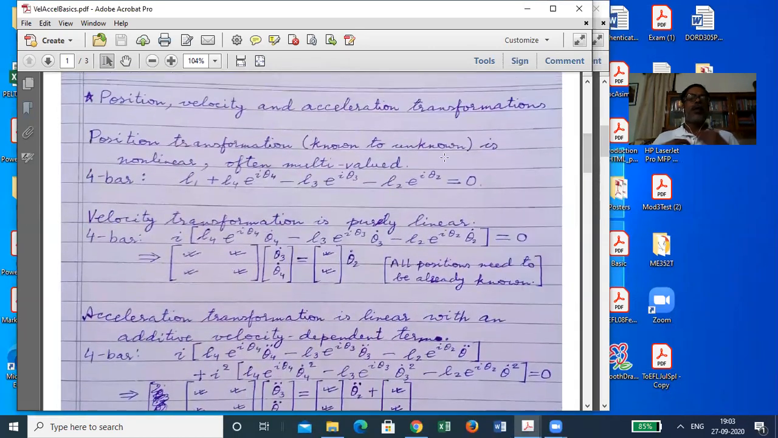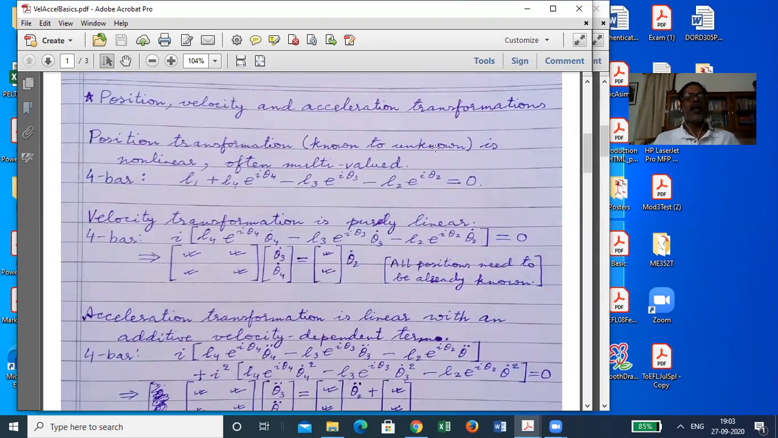We have already discussed that position transformations are basically nonlinear, known to unknown. I'm not calling it essentially input to output, because in some problems it may be that some output is known and you are supposed to find inputs. So known to unknown. Position transformation is nonlinear and often multivalued.